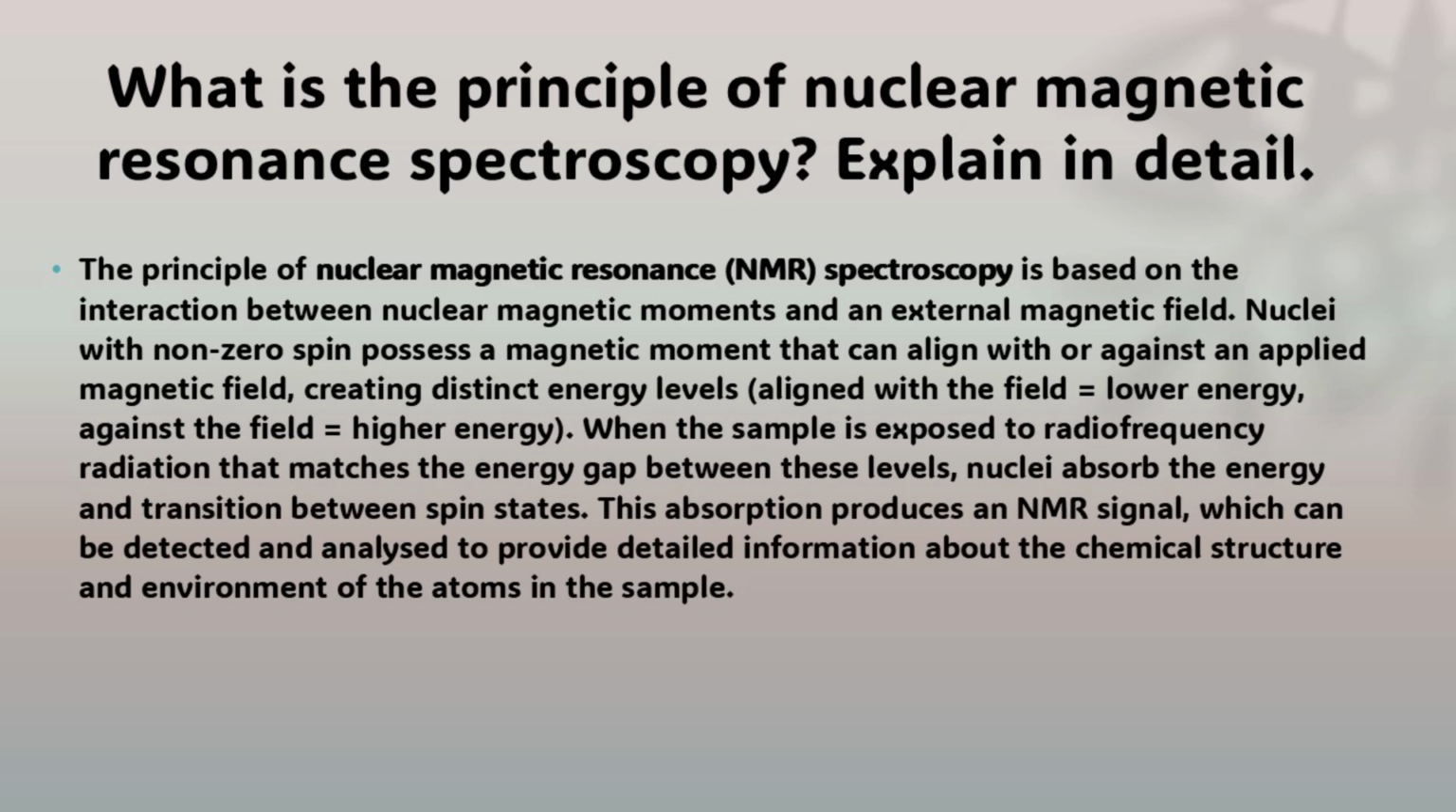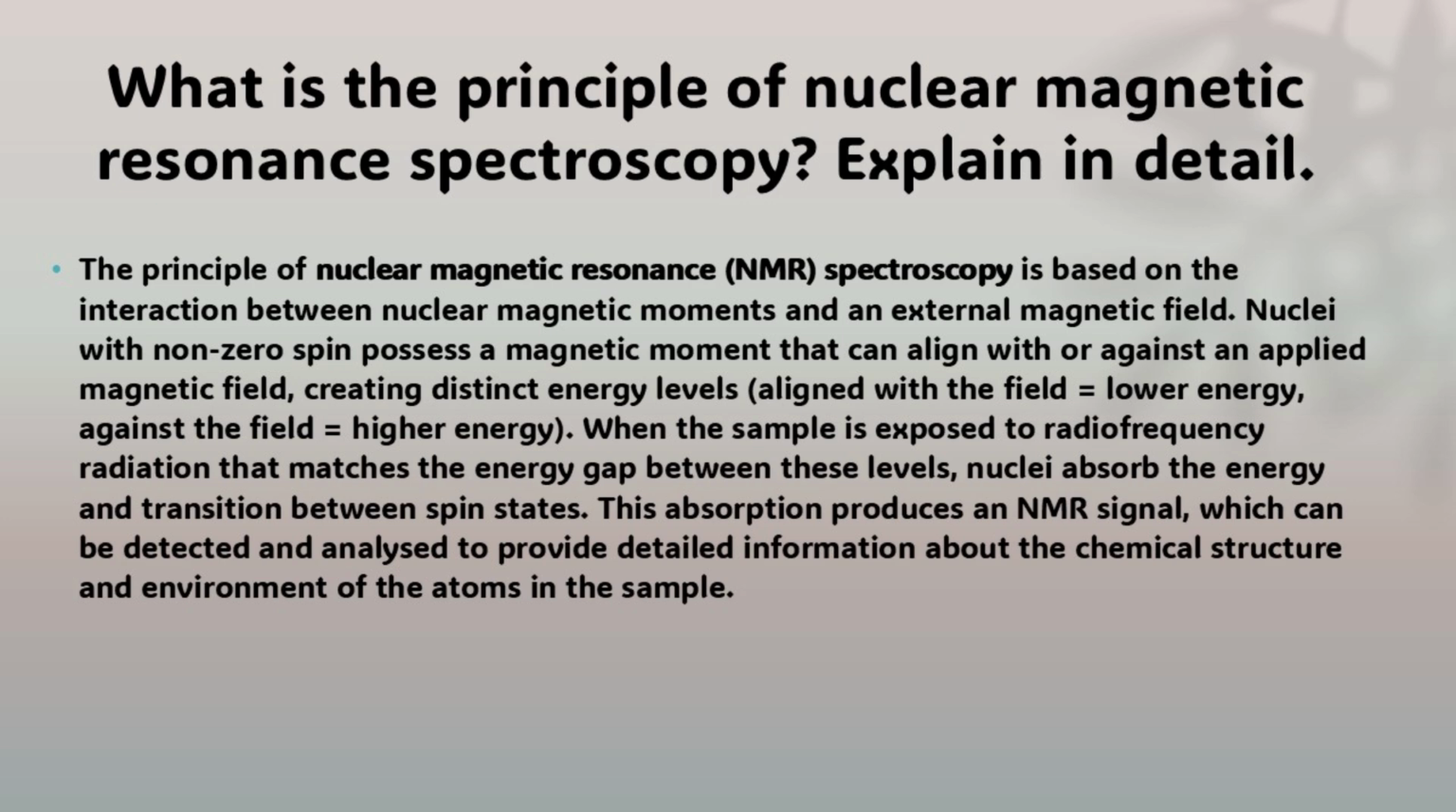Those which are aligned with the external magnetic field will have the lower energy and will form the ground state. On the other hand, if the magnetic moment aligns against the external magnetic field, they will give rise to energy states that will have higher energies and will form the excited energy state.